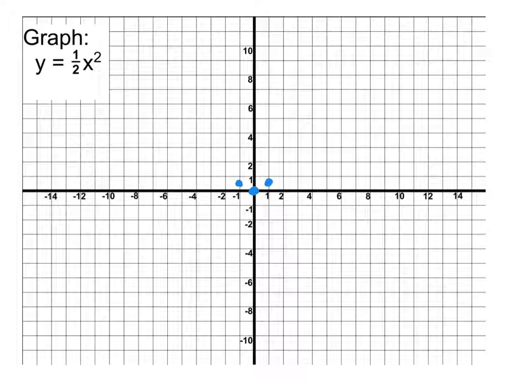Okay, next up. Normally, I would next go over 2 and up 4. That's what I normally do. But in this case, I've got the 1/2 there. Remember, the 1/2 is multiplying how far we go up by a half. So I'm still going to go over 2, but instead of going up 4, half times 4 gives me 2. So it's over 2 and up 2.